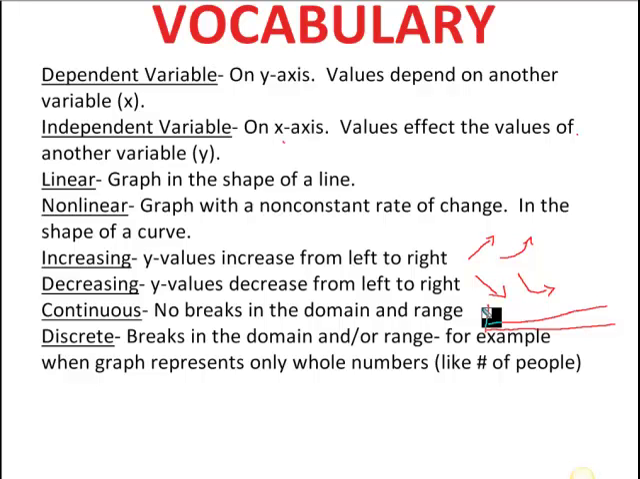Discrete relationships, however, have breaks in the domain or the range. Most commonly here you look at things that are not able to be broken into parts, such as people, items, animals. If we were looking at a graph here that says time that it takes to clean your room, and let's say, well, this would be an example where time would not be an independent variable here. Let's say time in hours.